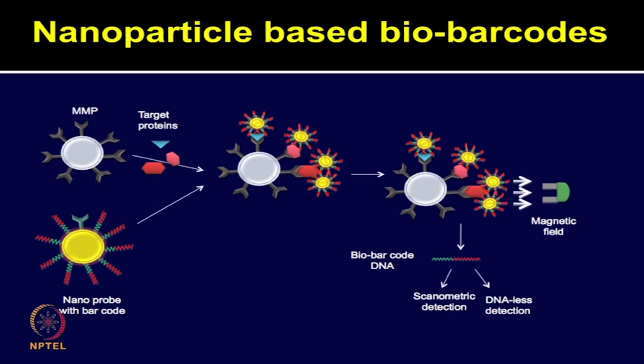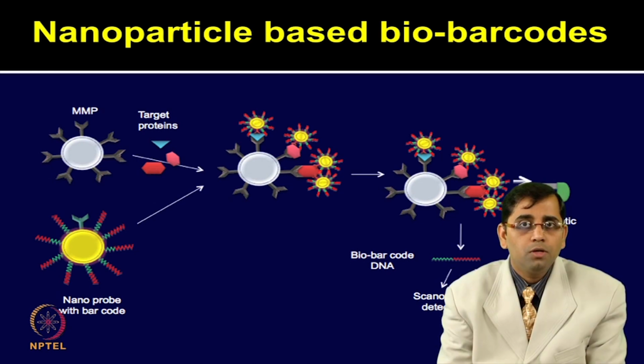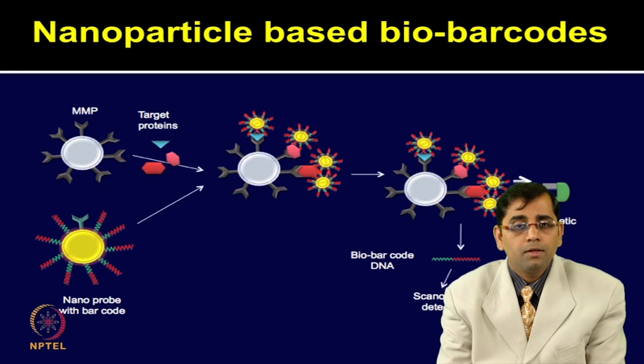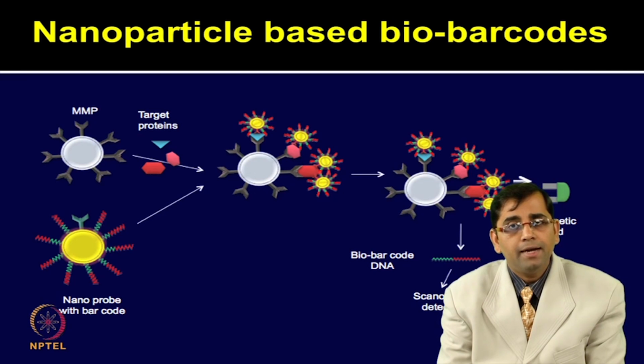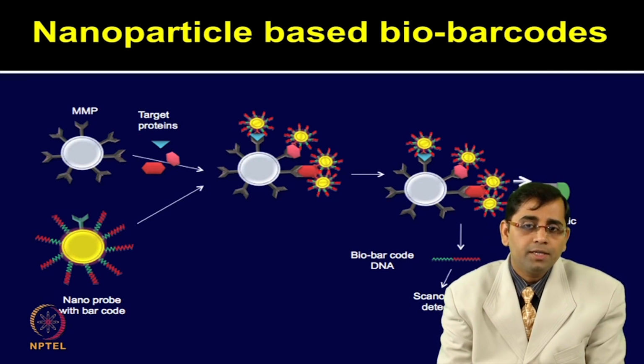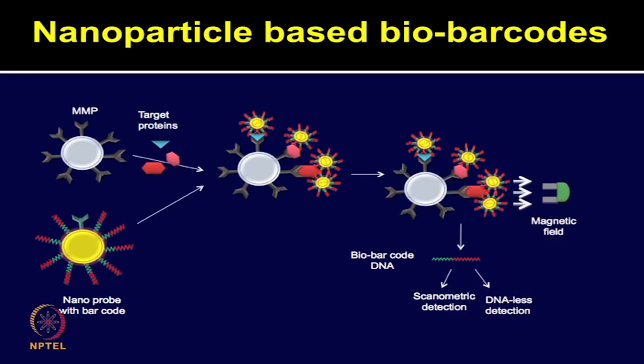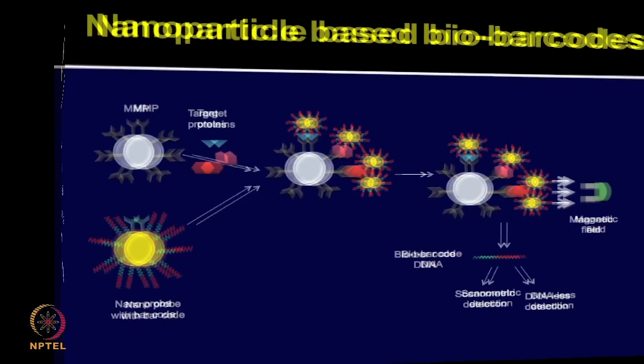These are magnetically separated, oligonucleotides dehybridized and then sequenced to identify the protein of interest. The nanoparticle based biobarcode have increased the detection limits down to the attomolar range. The liberated oligonucleotide barcodes can be identified on the microarray surface by scanometric detection as well as using conventional fluorophores.